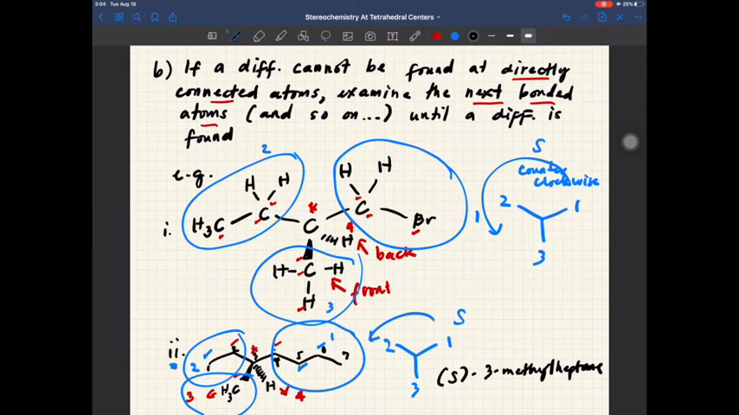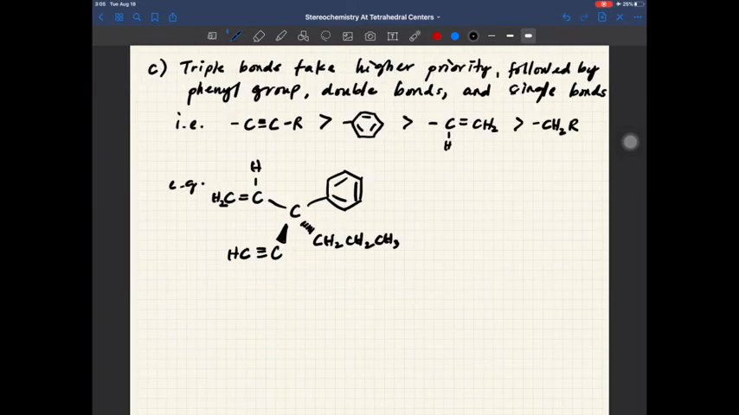How about the absolute configuration? Can we know the absolute configuration just by looking at the substituents bonded to your chiral center? The answer is no. We can only know the absolute configuration when we use the polarimeter in order to determine if it's either dextrorotatory or levorotatory in its interaction with plane polarized light. Okay, so the third rule of the Cahn-Ingold-Prelog sequence rule is that triple bonds take higher priority, followed by phenyl group, double bonds, and single bonds.